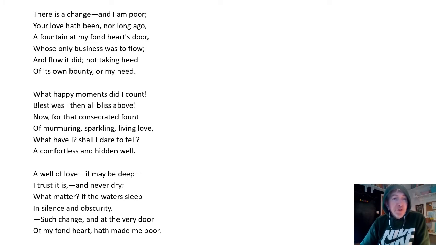Now for that consecrated fount of murmuring, sparkling, living love, what have I? Shall I dare to tell? A comfortless and hidden well. A well of love, it may be deep, I trust it is, and never dry. What matter if the waters sleep in silence and obscurity? Such change, and at the very door of my fond heart, hath made me poor.